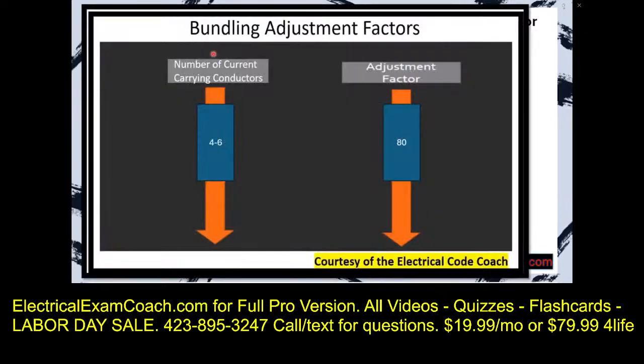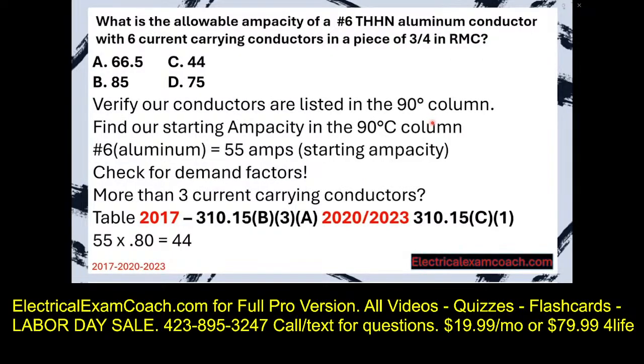When we get there, we're going to find our range of conductors. Then we're going to cross over to the demand factor. Now, let's just do the math. We take our starting ampacity multiplied by 0.80, and that gives us a new reduced allowable ampacity of 44 amps. Let's get to it.